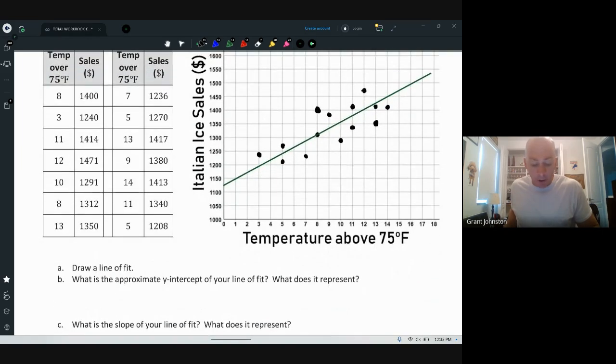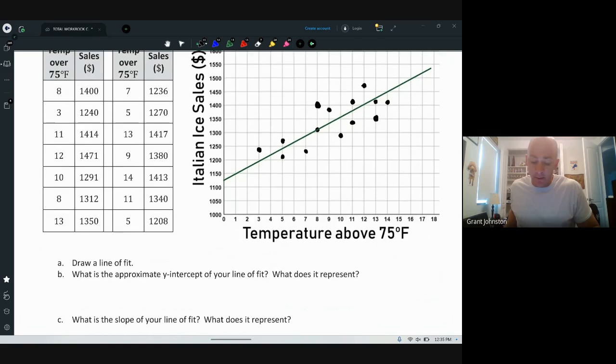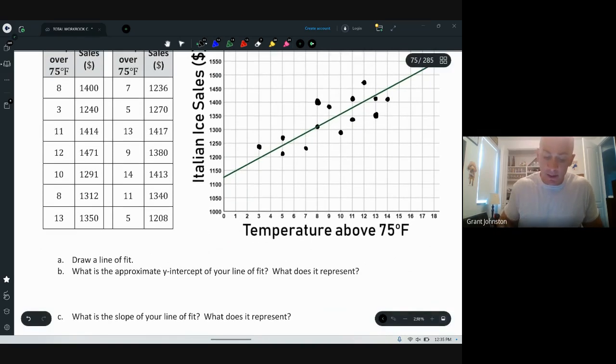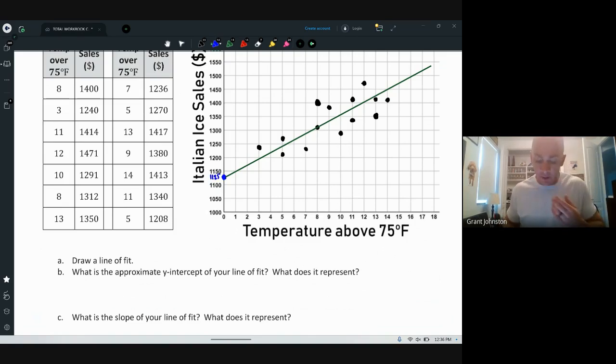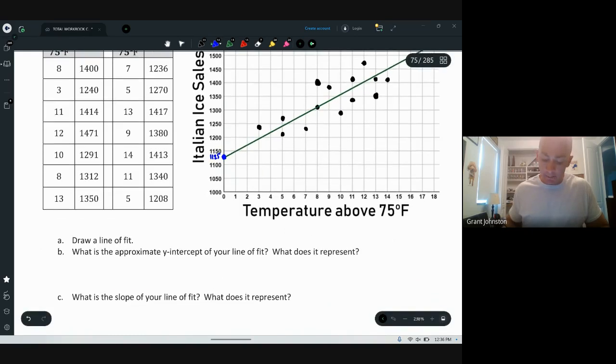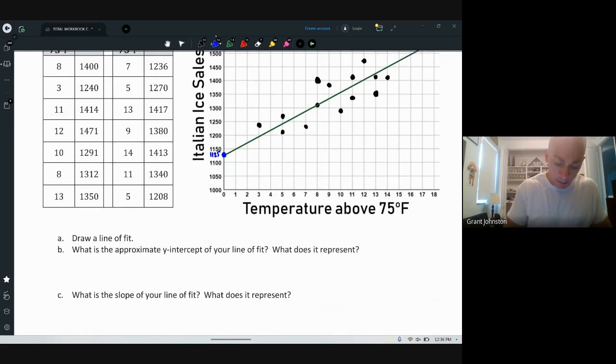So what is the approximate y-intercept of my line of fit? If I look at my approximate y-intercept, right here, I would say that's at 1125. That's right in the middle of those two. Wouldn't you say that? I would say so. So I'm going to say 1125. And yeah, that's my y-intercept.